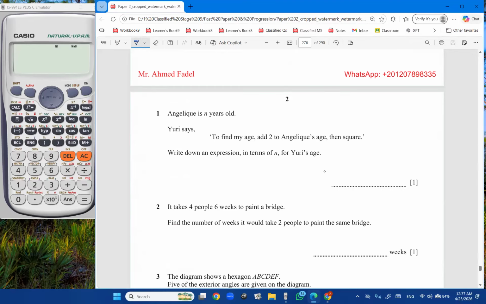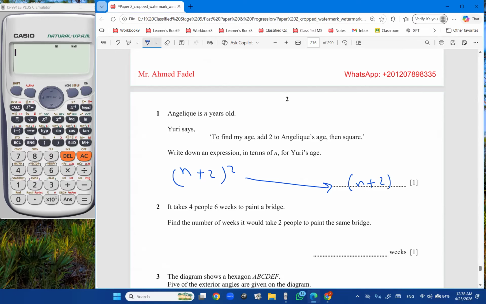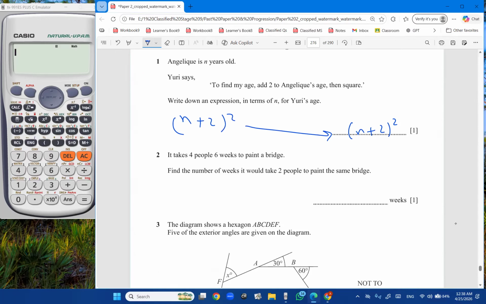The first question says that Angelique is n years old. Yuri says, to find my age, add 2 to Angelique's age, which is n plus 2, then square. Write down an expression in terms of n for Yuri's age. It is this one: n plus 2, all squared.